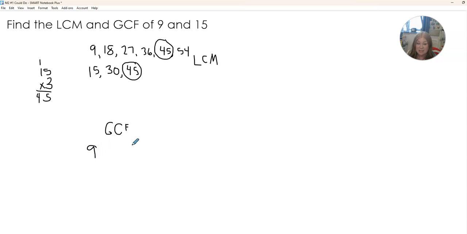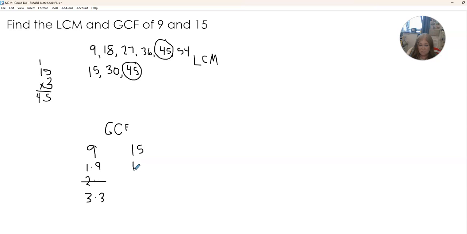So we have 9 and 15. So we'll start with 1 times 9. So now 2. 2, 4, 6, 8, 10. Oh, it can't go in there. Perfect. Not a factor. 3, 3, 6, 9. Oh, perfect. 3. And when I have doubles, they repeat. I know I'm done. So 1 and 9, 3 and 3 are the factors of 9.